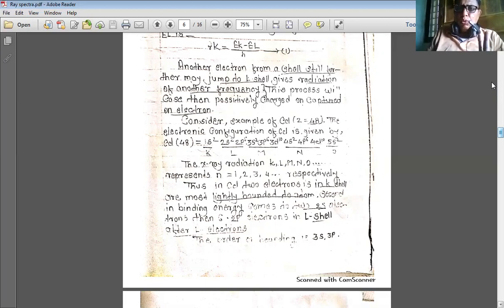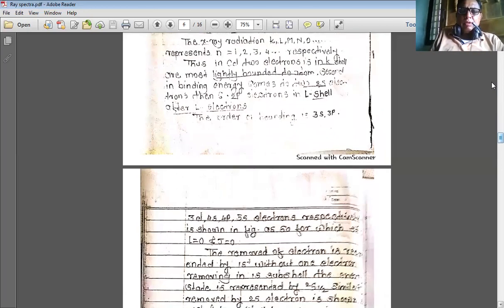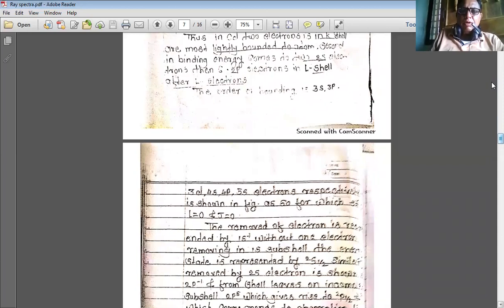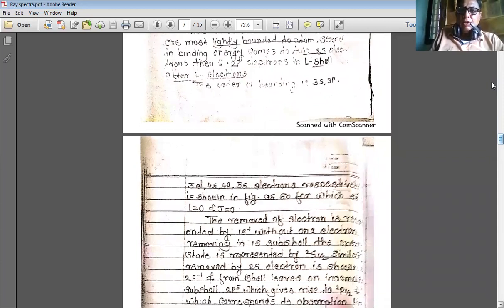the 2s electrons, then the 2p electrons in the L shell. After the L electrons, the order of bonding is 3s and 3p, then 3d, 4s and 4p, 5s electrons respectively, as shown in the figure, where L is equal to 0 and J is equal to 0.